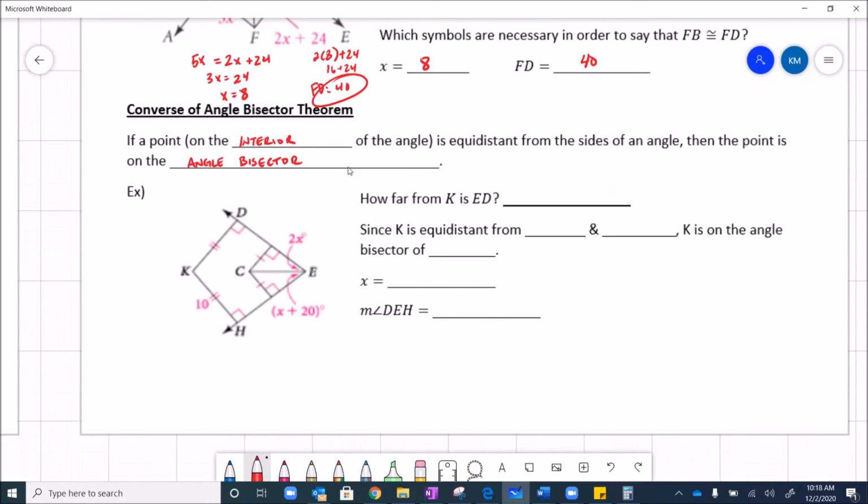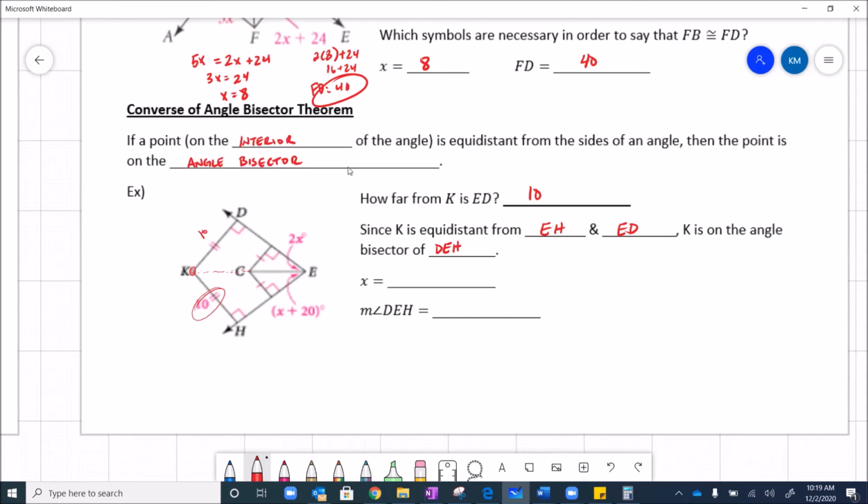How far from K is ED? We have K here and ED, and we're trying to find that distance. As we extend this, they're telling us with 2 hashes that it must be 10. K is 10 units from ED. Since K is equidistant from EH and ED, the two sides of our angle, K is on the angle bisector of DEH.